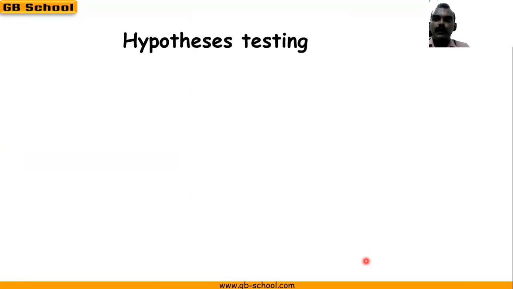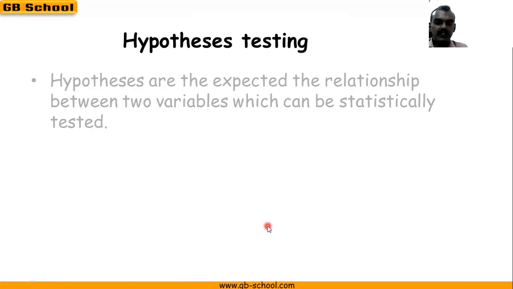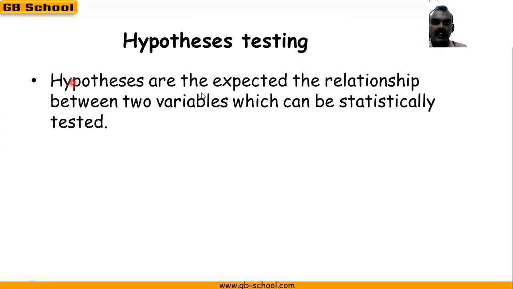Now we'll see about hypothesis testing. Before going to hypothesis testing, let's start. What is hypothesis? So hypotheses are the expected relationship between two variables which can be statistically tested. That's called as hypothesis. So it is expected relationship between two variables which can be statistically tested.